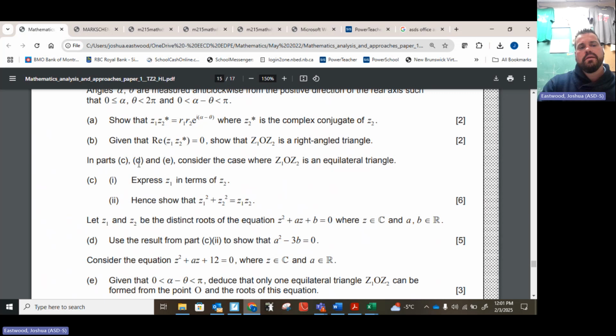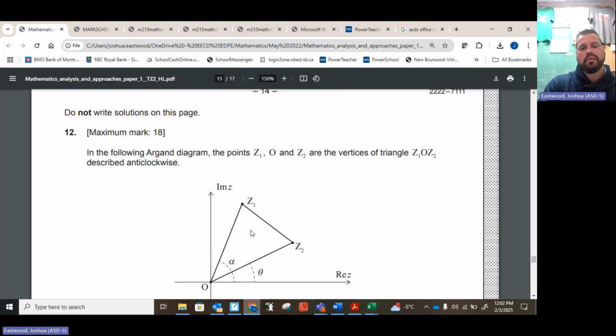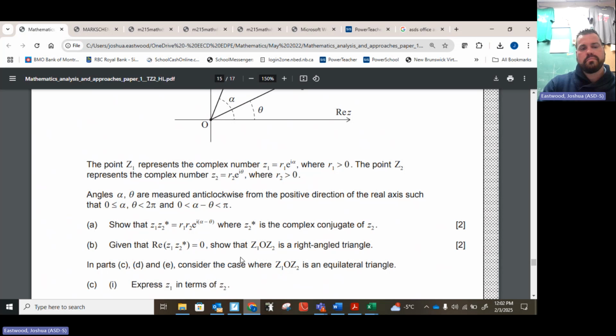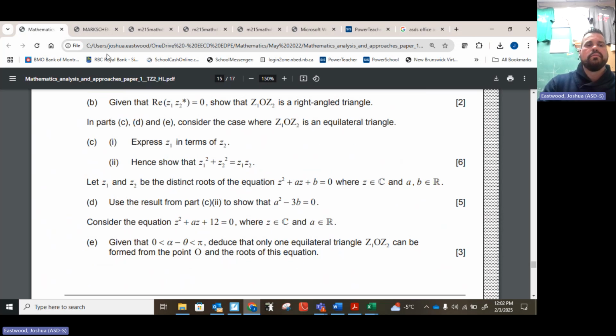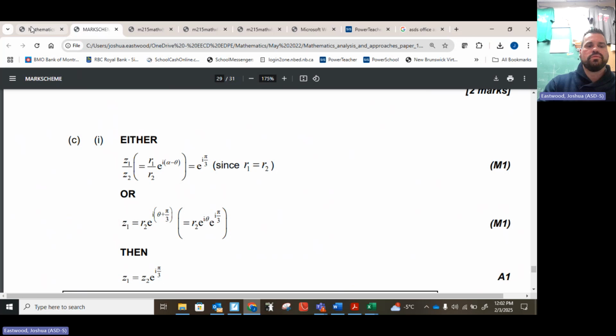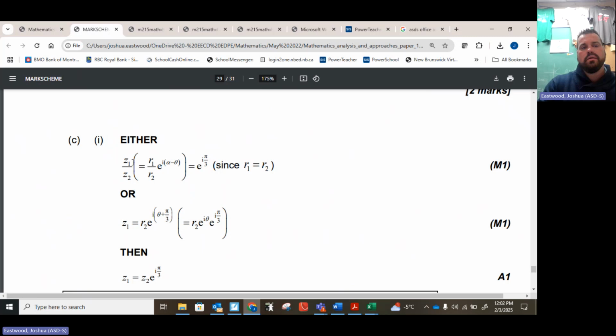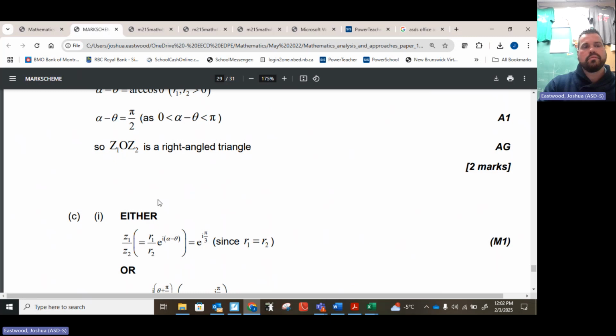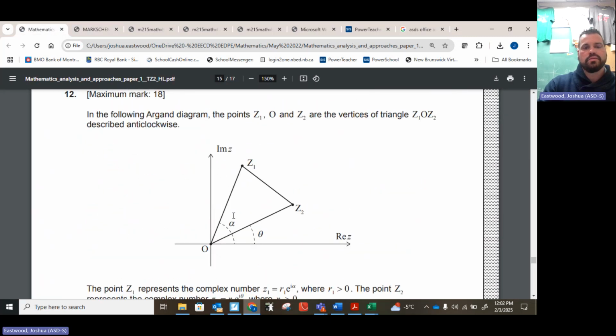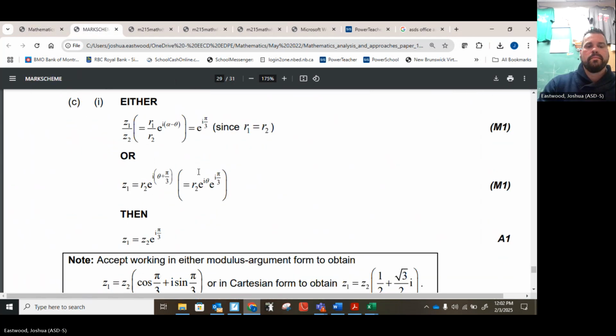The second part says, in parts C, D, and E, consider the case where it's an equilateral triangle. So now the angle has changed, and the angle in here, alpha minus theta, is now equilateral, meaning it's pi over 3. Okay, so that's important. You've got to read that. So if you look at what it asks you to do, it says express Z1 in terms of Z2. So Z1 is equal to this theta plus this angle. So Z2 is theta, and then we're adding pi over 3, and that will get us to Z1. So that's where we're getting this.